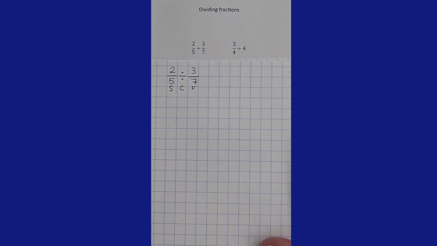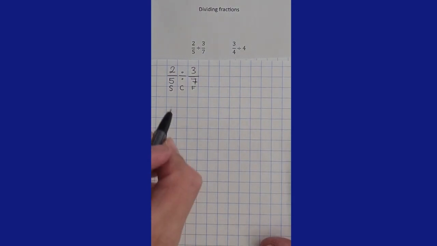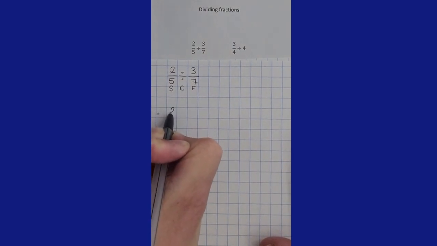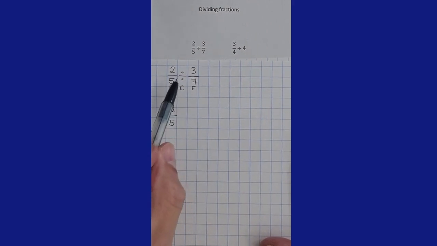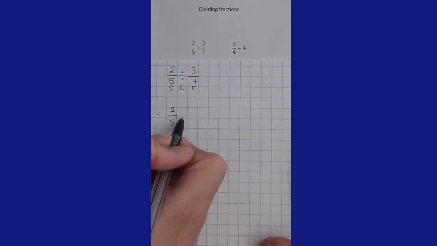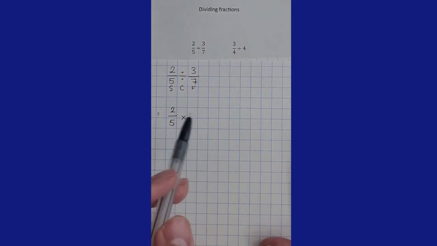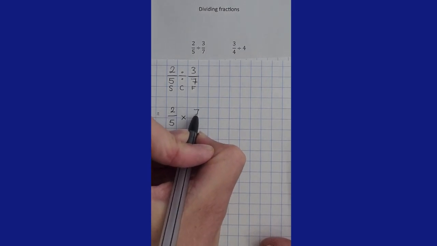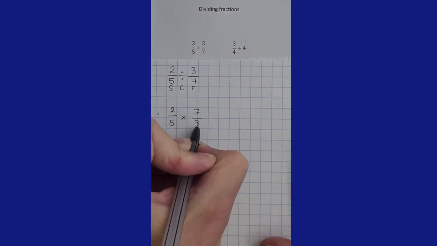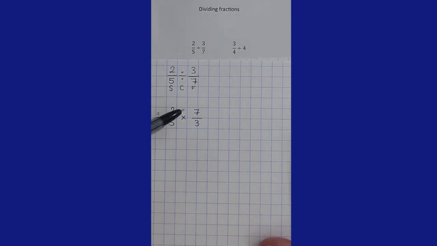And I'm going to go through the process here each time so we're nice and confident what we need to do. So that first fraction does not change. We keep it the same. That stays as 2/5. When I say change the division, what that means is we turn it into multiply. And then what we do with that second fraction is we flip it. So 3/7 would become 7/3. That's the same, that's changed, and that's flipped.